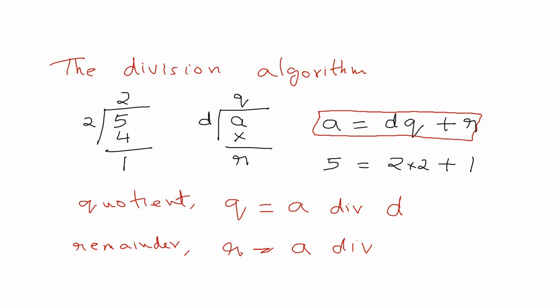Sorry, it is not divide, it is mod. So here it is A mod D. So if quotient is asked, A division D. If remainder is asked, R is equal to A mod D. All right.